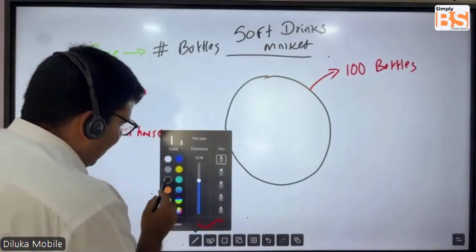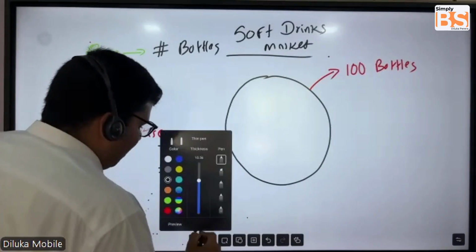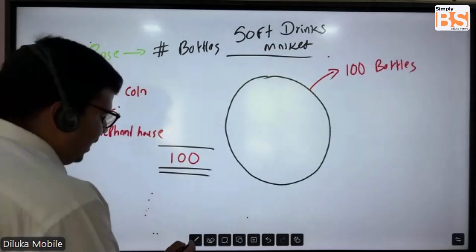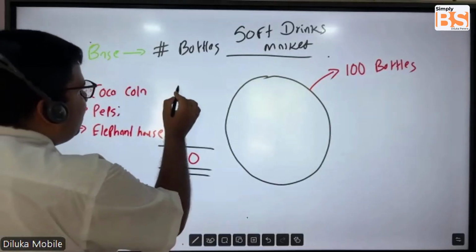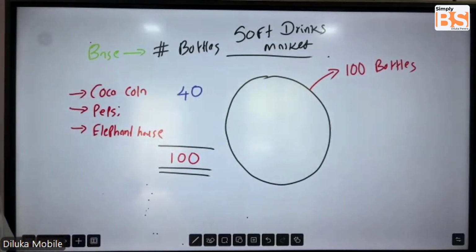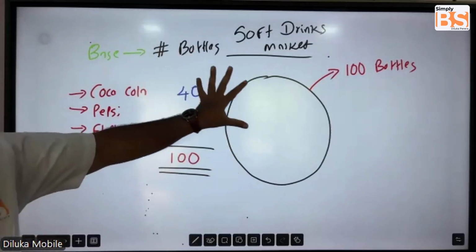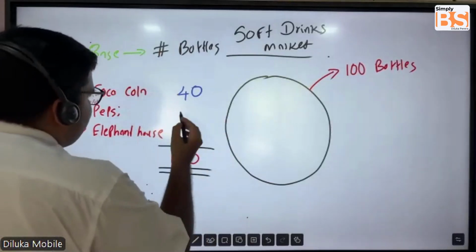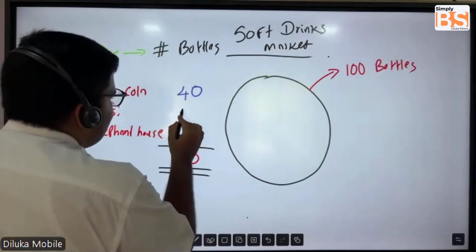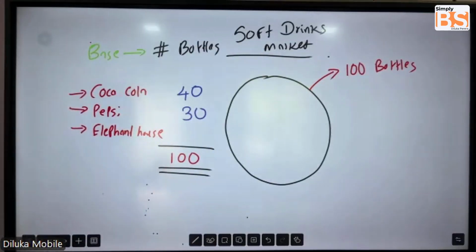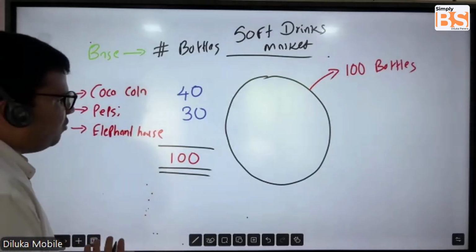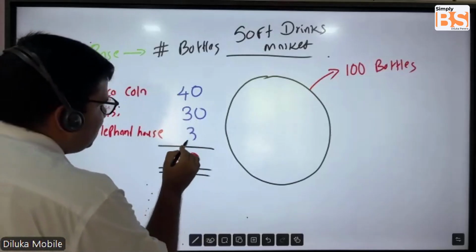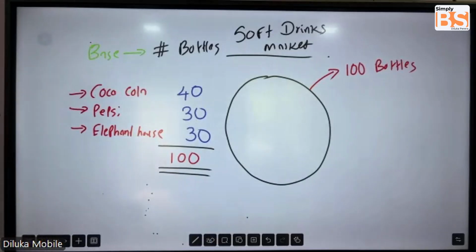Okay, 100 bottles, right? Now, let's look at how these 100 bottles are being shared among the competitors. From these 100 bottles a month, Coca-Cola is producing 40 bottles. Then let's say Pepsi is producing 30 bottles. And then the balance is how much? 40, 50, 60, 70. Another 30 bottles, Elephant House.